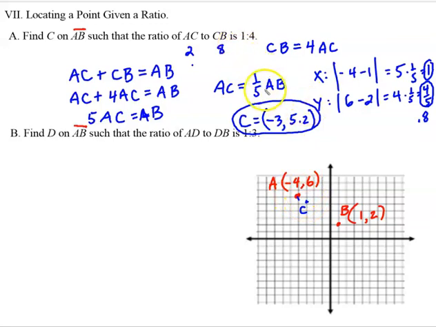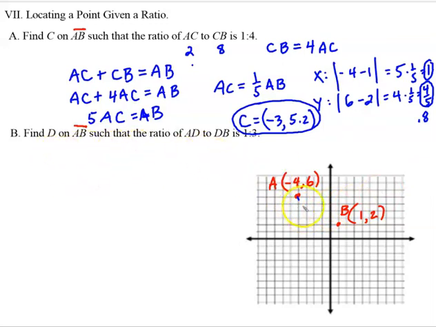I'm sorry, going back to the original problem. This CB distance is 4 times greater, should be 4 times greater than this AC distance. All right, let's try one more of those. There's quite a bit going on in those problems.